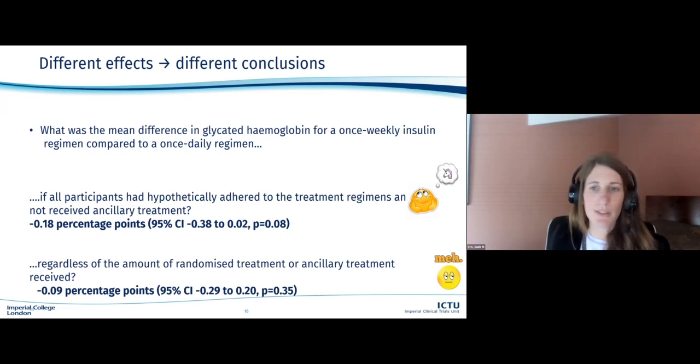Whilst in the same trial, asking what was the mean difference in the glycated hemoglobin, regardless of the amount of randomized treatment or ancillary treatment. So this is the treatment policy effect. This gives the result of only minus 0.09 percentage points. So here the confidence interval is minus 0.29 to 0.20 with a p-value of 0.35. So you see here, we get a much more positive conclusion from the once weekly regimen from asking question 1. So the effect size is twice as big here. So to avoid misinterpretations, it's important that the question addressed be explicitly stated by including statement of the estimands.